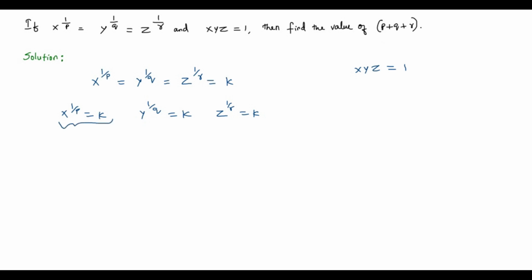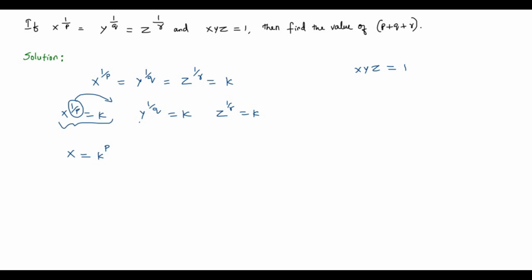Let me take the first equation, x to the power of 1 by p is equal to k. I need the value of x, so I have to remove this exponent 1 divided by p. If I switch the exponent 1 divided by p to the right side of the equation, it will become its reciprocal, so we'll have k to the power of just p, because the reciprocal of 1 divided by p is p. Whenever we switch the exponent from one side of the equation to the other side, the exponent will become its reciprocal.